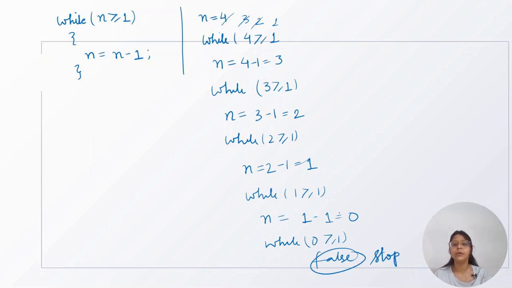How many times is it executing? 1, 2, 3, 4. It is executing 4 times. Let's write it like this: it is executing 4 times. Just remember this. Now let's try to execute this for some other value.